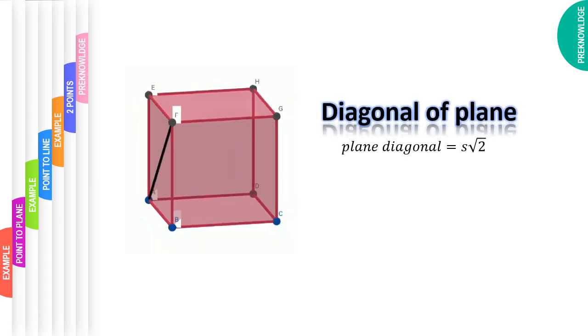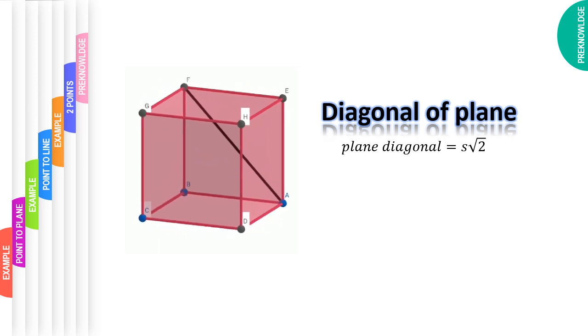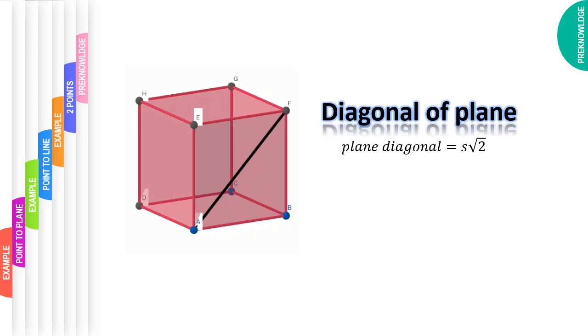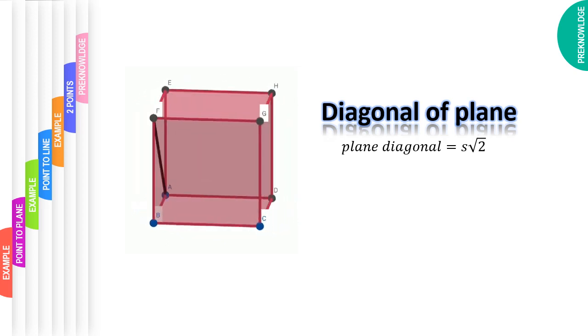Diagonal of plane. Plane diagonal of cube is equal to side times square root of 2. This video will show that the cube has a plane diagonal, whose name is AF.